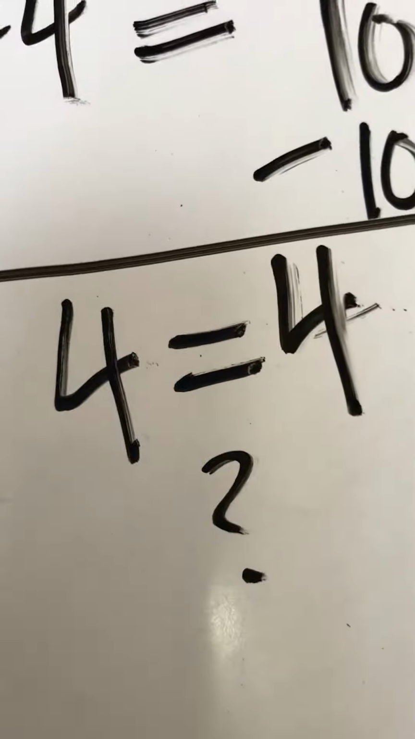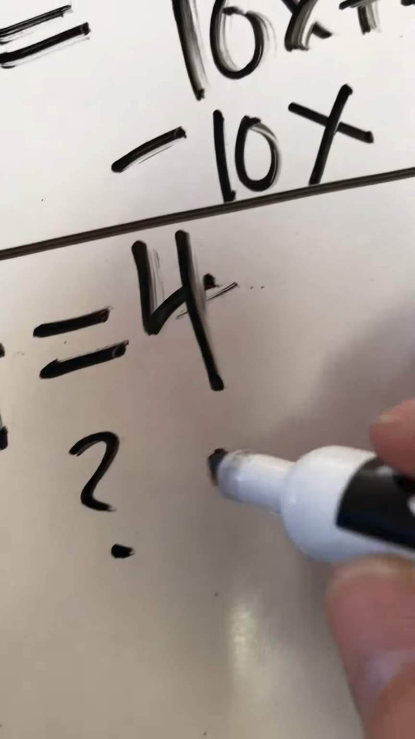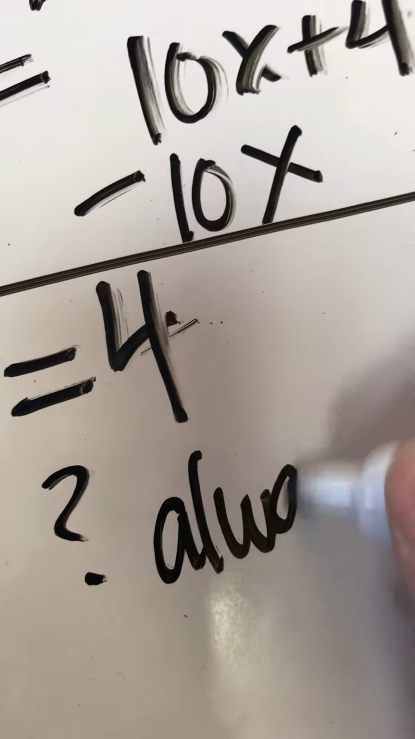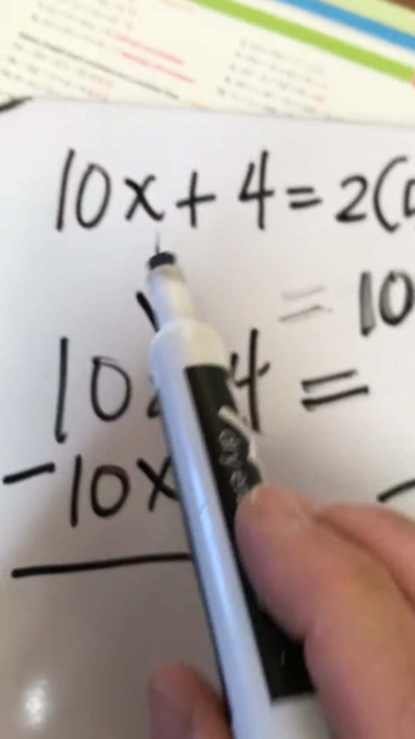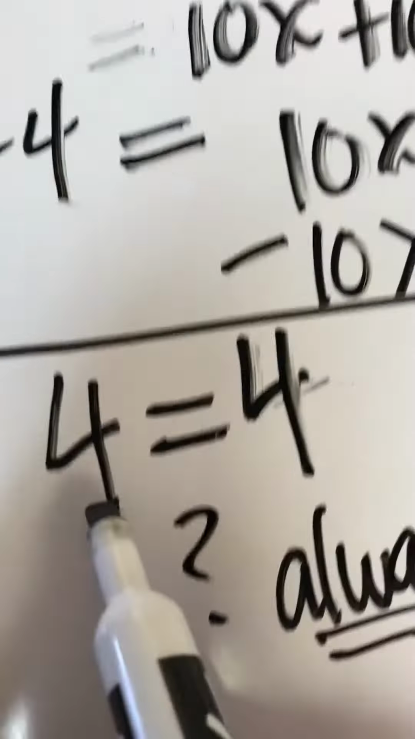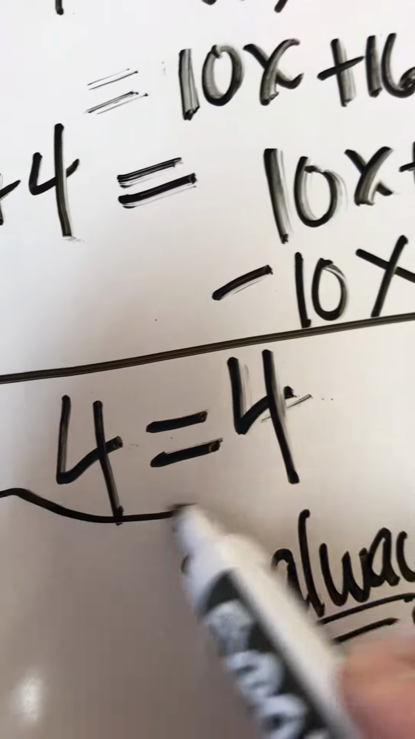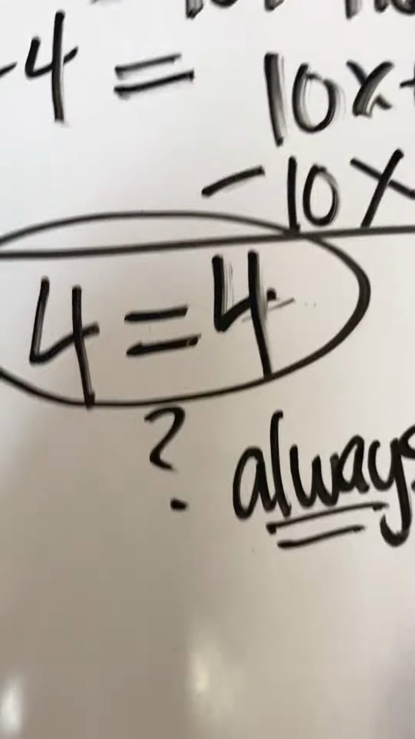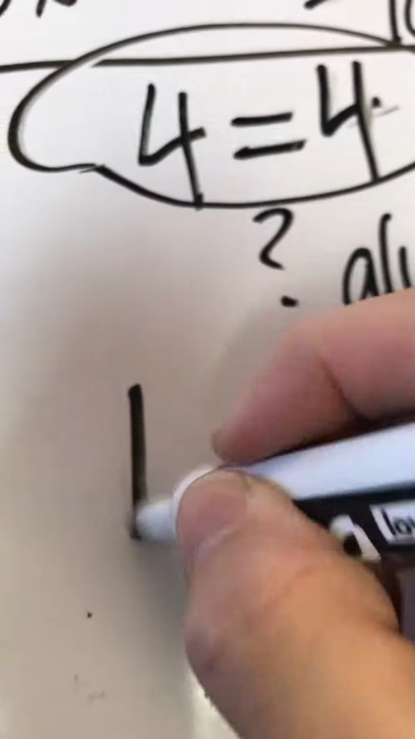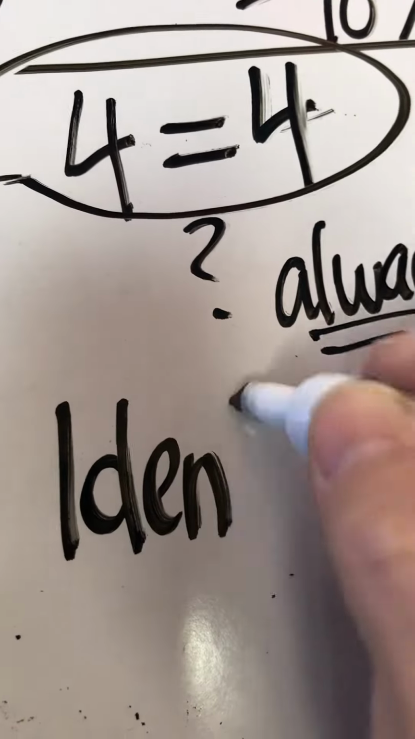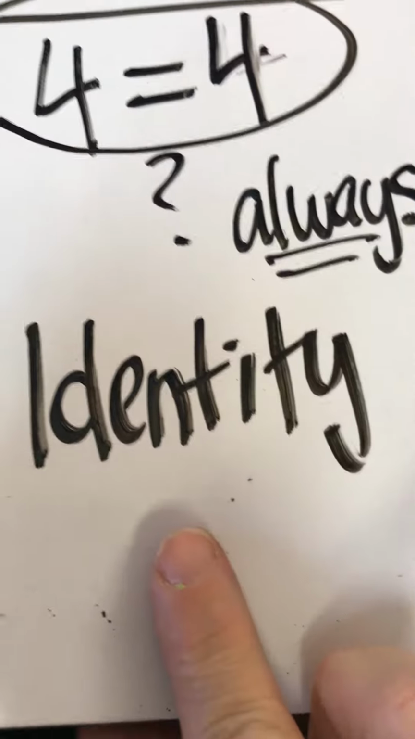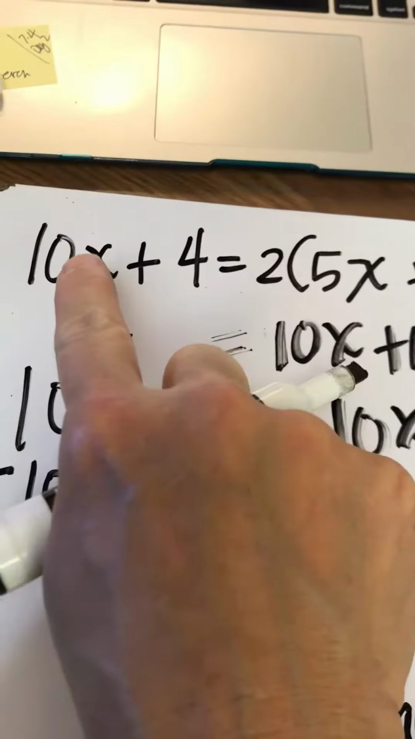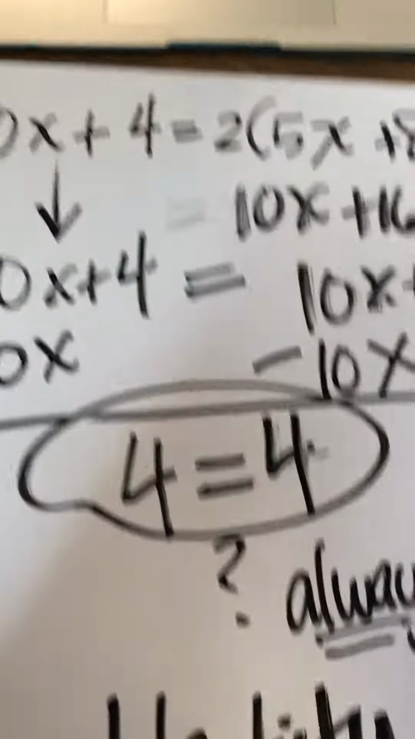Well, when is that true? When does 4 equal 4? That is always true, right? That's always true. When you're solving an equation with variables on both sides and you end up in a situation like this where something always is true, instead of saying null set, what we say is identity. It's a special type of equation that's called an identity. And what that means is it doesn't matter what real number I put back in here for x, the equation is going to be true.